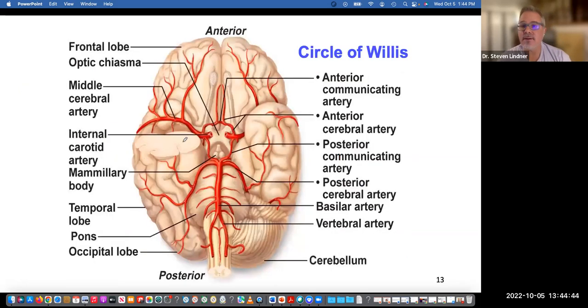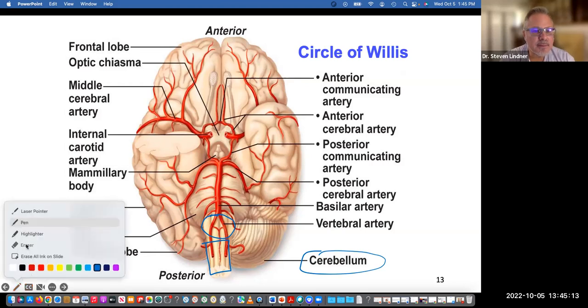All right, so now let's take a look at the circle of Willis. This view is kind of like an inferior view of the brain, looking at it from underneath. We know that because we can see the cerebellum, the medulla, the pons, and the cerebellum here. Let me just erase this and make this a little bit clearer.